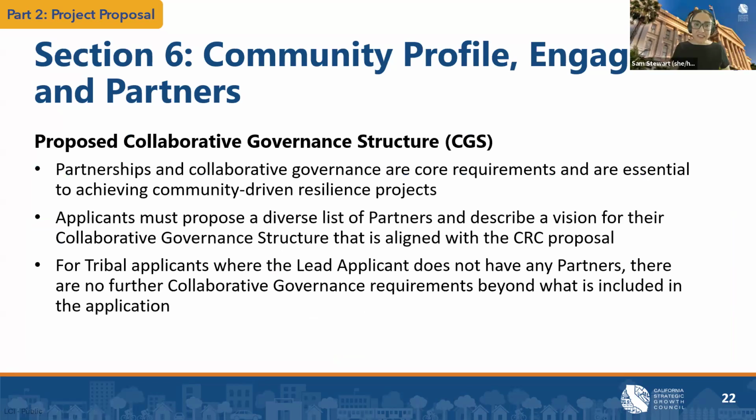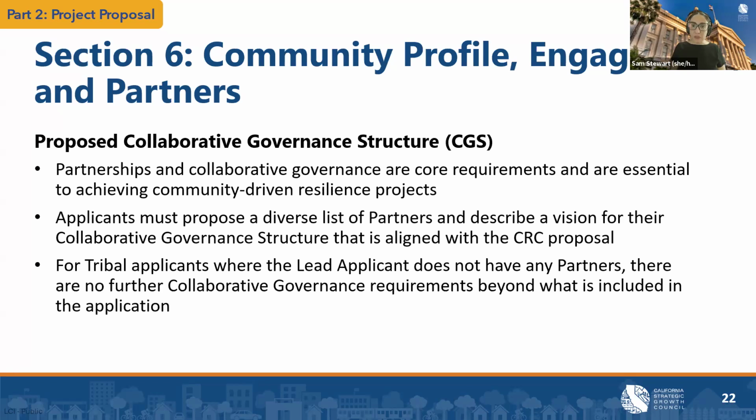Now we'll talk about Section 6, Community Profile Engagement Partners, and we'll talk about the proposed collaborative governance structure. So Section 6 will cover questions on a proposed collaborative governance structure. Partnerships and collaborative governance are core requirements for our program and are essential to achieving community-driven resilience projects. The collaborative governance structure, also known as a CGS, refers to the lead grantee, partners, and community representatives involved in the governance of project implementation.